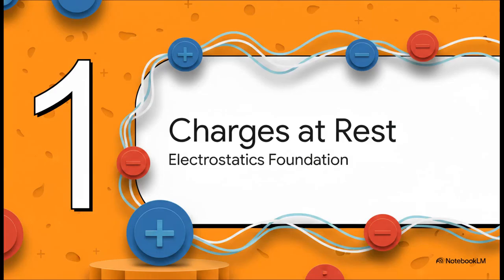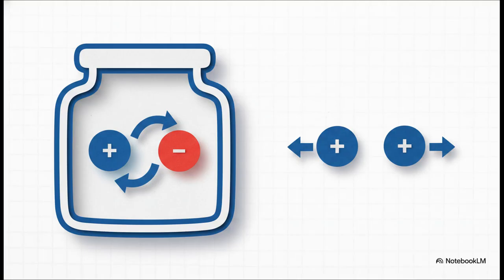Okay, part 1. Charges at rest, the foundation of electrostatics. Electrostatics begins with the simple existence of electric charge. You likely already know the basics here. We've got 2 flavors, positive and negative. The golden rule is that like charges repel each other, while unlike charges attract. And absolutely crucially, charge is always conserved. You can't just magic it into existence. You can only shuffle it around. This is the absolute bedrock of our whole story.